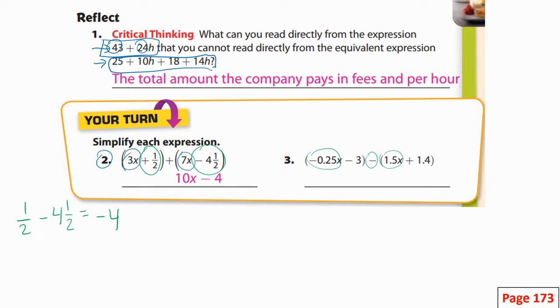I have to rewrite this here. So let me rewrite this. I'll do it in black. So we have negative 0.25x minus 3. And then this minus, I have to subtract everything after that. So that means I have to subtract 1.5x and I have to subtract 1.4.